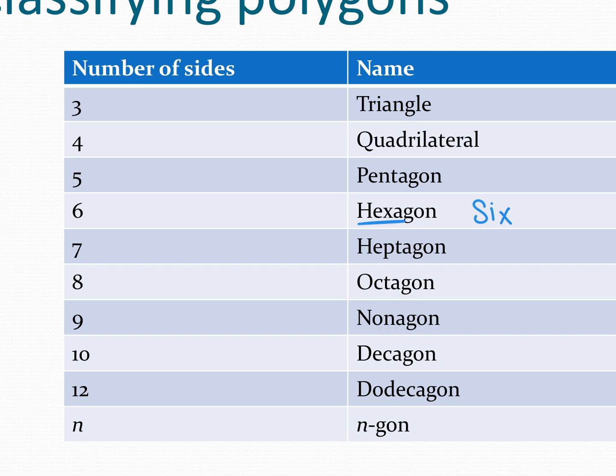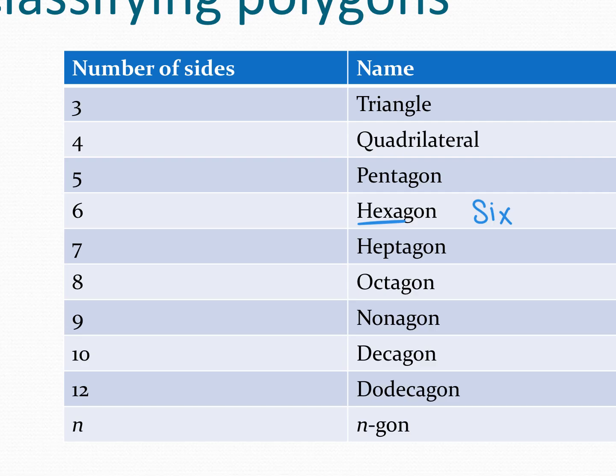A 9-sided shape is a nonagon, not a ninagon. It's a nonagon. It has that O. 10 is a decagon and 12 is a dodecagon. Okay, don't get those two mixed up. 10 has less letters, decagon. 12 has more letters, add 2 more, dodecagon.